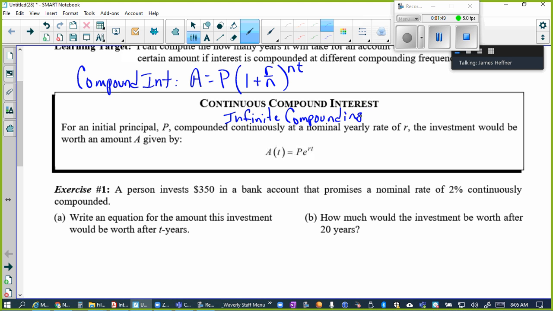And r is what they call the nominal rate, which is just another word for the stated interest rate. If they tell you it's 5%, that's what they state. But if there are multiple compounding periods, the actual rate could be higher than the stated rate. We'll get into that in just a minute. Let's take a look at an example here.